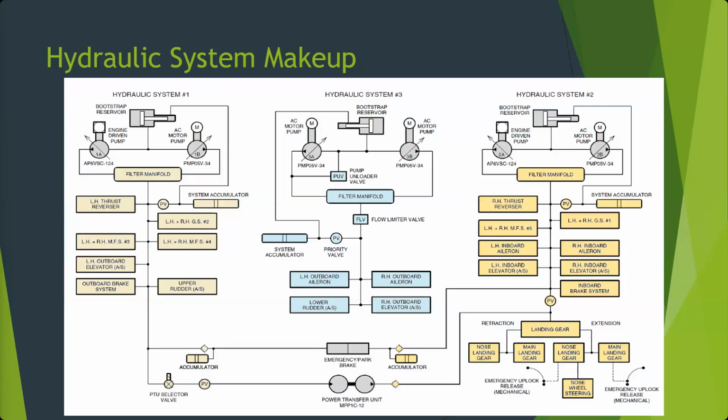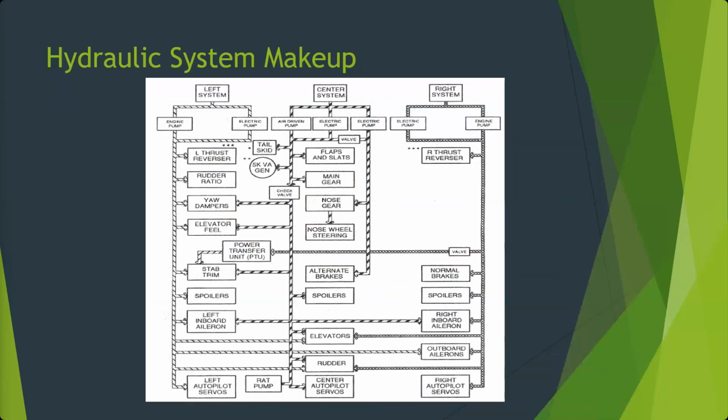Now this one doesn't show the return path, but there's going to be a return path. This one also doesn't show the case drain, but there's going to be a case drain. Okay. Here's another version. Again, this one just shows the pressure path, not the return path. But again, a reservoir, 2 pumps per system, typically 2 different power sources.